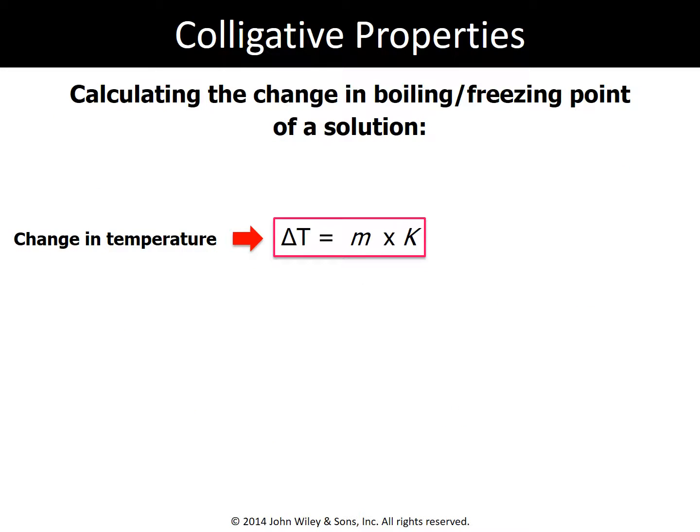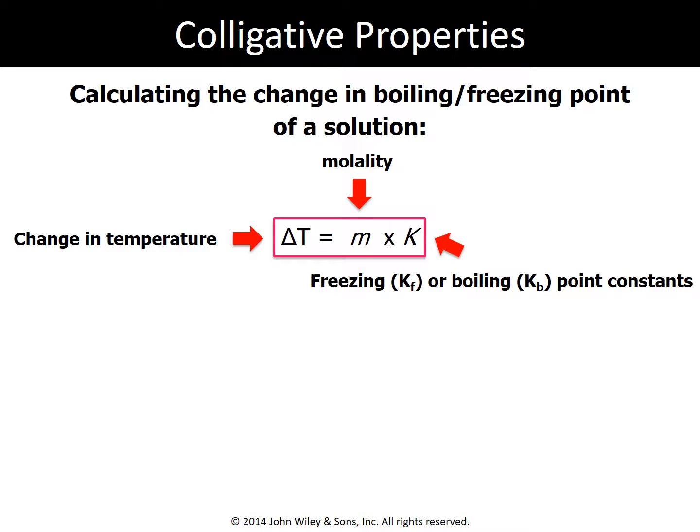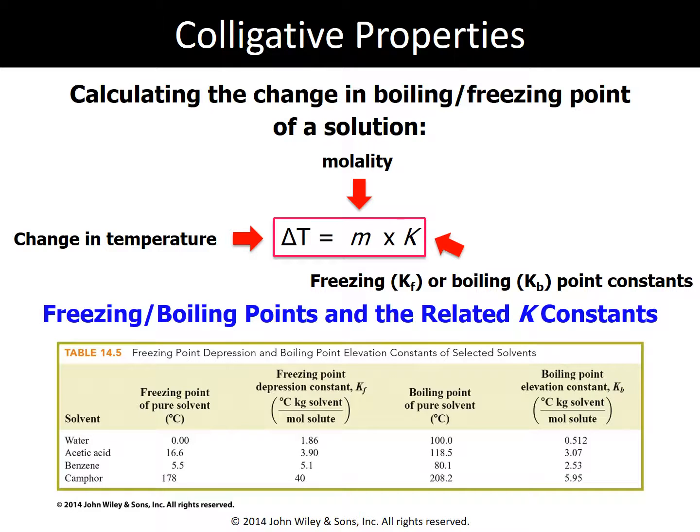So how these affect boiling point and freezing point is a simple formula for both. The change in temperature equals our molality times K, which is going to be a constant. And so we're going to use different constants whether we're looking at freezing point or boiling point. Here are some examples of how they are different in different compounds, but again, these will always be given.